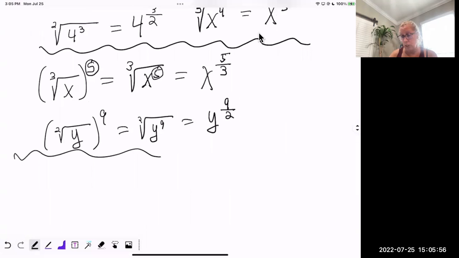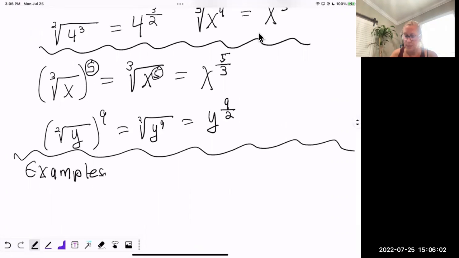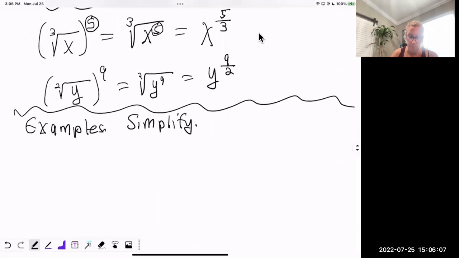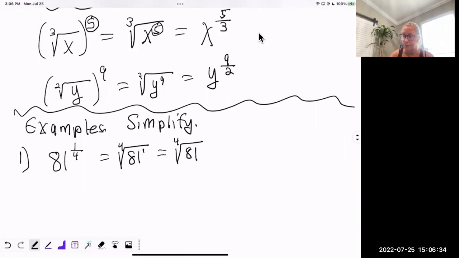So let's do a lot of examples. Okay, examples. And this is all simplify. I'm going to start just with numbers, and then we'll throw some variables in. So 81 to the 1/4 power. All right, what I always do, I rewrite it as a radical. That just means the 4th root of 81 to the 1st power. I don't need that power. So it's just saying the 4th root of 81.